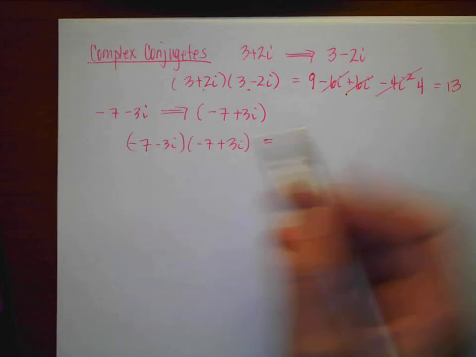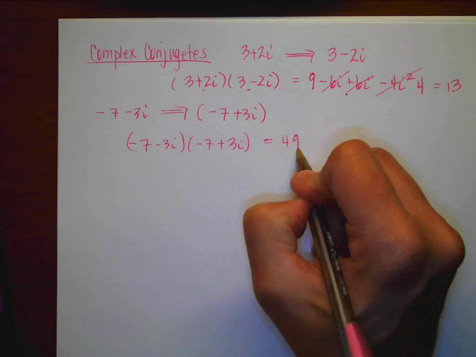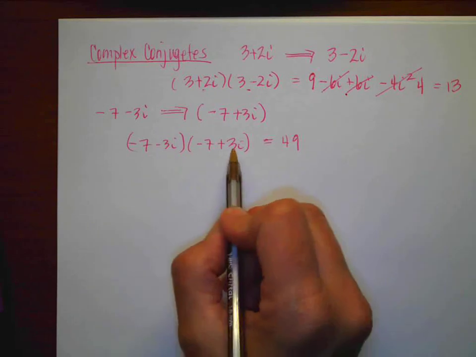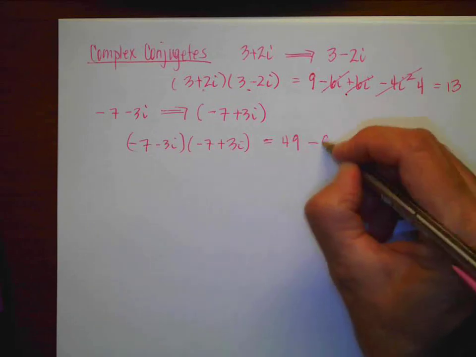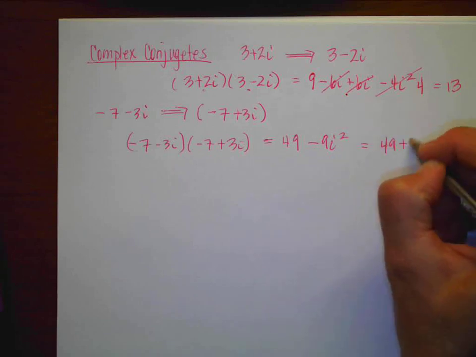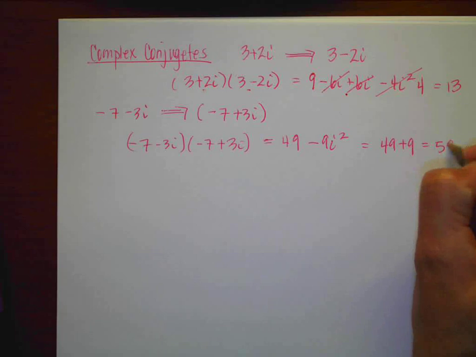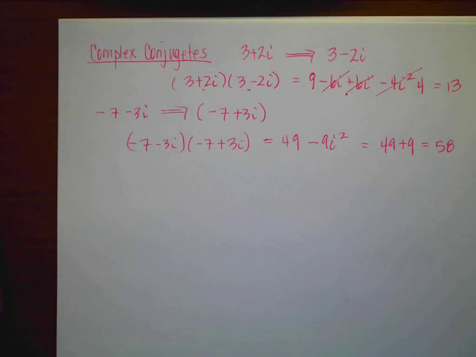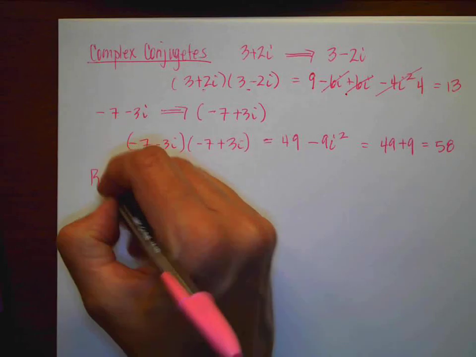So on this one, I'm just going to do a negative 7 and a negative 7 is a positive 49. And a negative 3 and a positive 3 is a minus 9i squared. So this is 49 plus 9, which is going to be 58. So conjugates or complex conjugates are actually kind of cool.